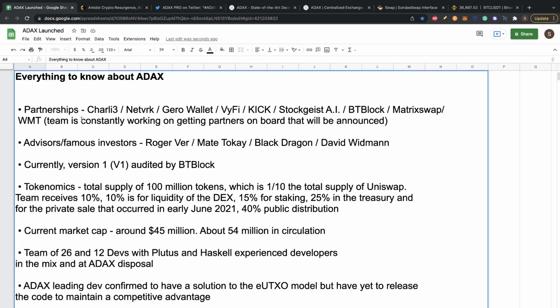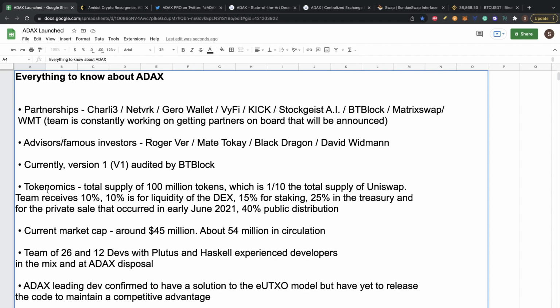So ADAX already has partnerships with Charlie3, Nev, Share Wallet, Giphy, Kik, Stockade, BT Block, Matrix Swap, WMT, and the team is constantly working on getting partners on board that will be announced. Famous advisors of the project include Roger Ver, a famous Bitcoin billionaire and holder, Baytalk, Blood Dragon, and David Whitman. Currently we are in version 1, audited by BT Block.